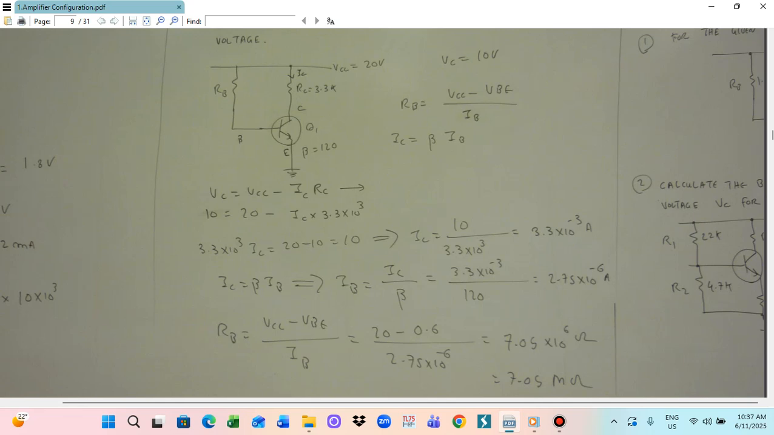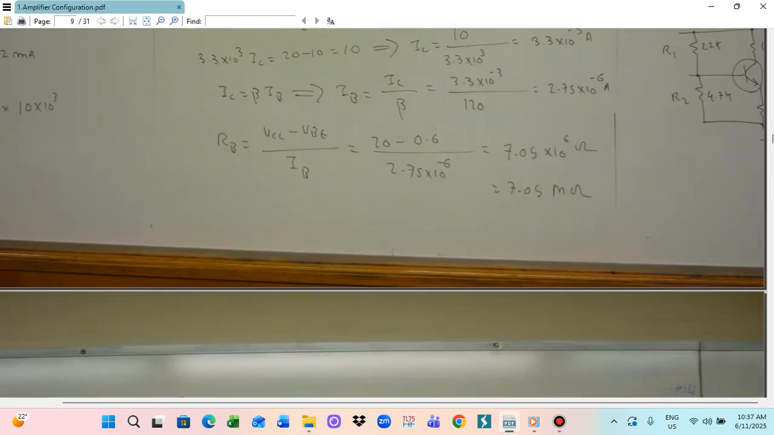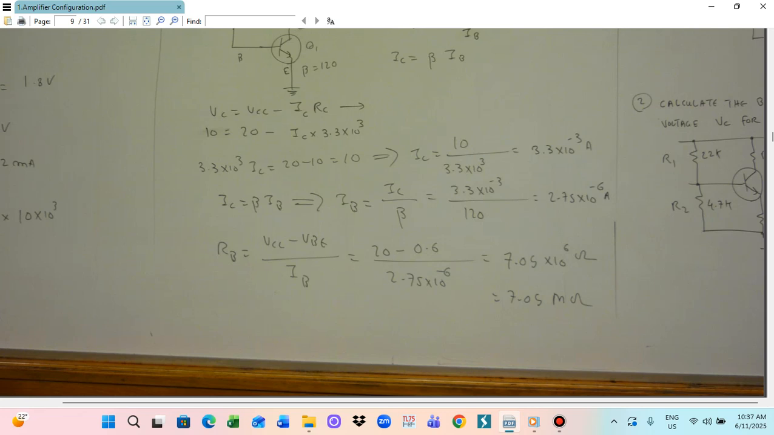So in this problem, we want to get the RB value. The RB formula is VCC minus VBE by IB. If you know IB, you will get RB, so we need to find IB. For the IB formula, IC is equal to beta IB, so from this formula you can get IB. So you need to calculate IC. To calculate IC, we write down the equation VC equal to VCC minus ICRC. From this equation, we substitute the VC value, VCC value and RC value, so you get IC. Then you get IB, and then you can get RB.